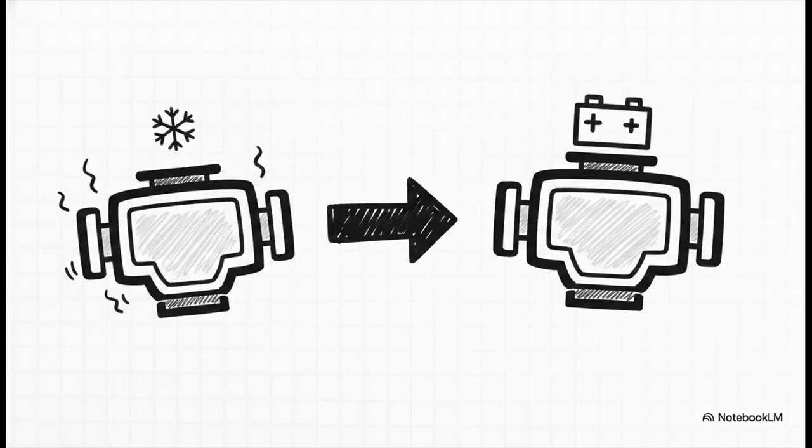Another very common issue is cold start latency. This happens when your Lambda function takes a long time to run on its very first invocation after being inactive for a while. It's exactly like starting a car engine on a freezing cold morning. It just needs a little extra time to warm up. To fix this, you can increase the memory or use provisioned concurrency.